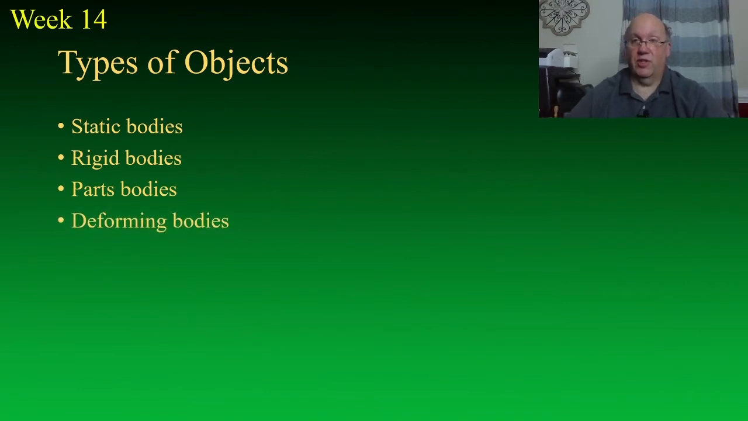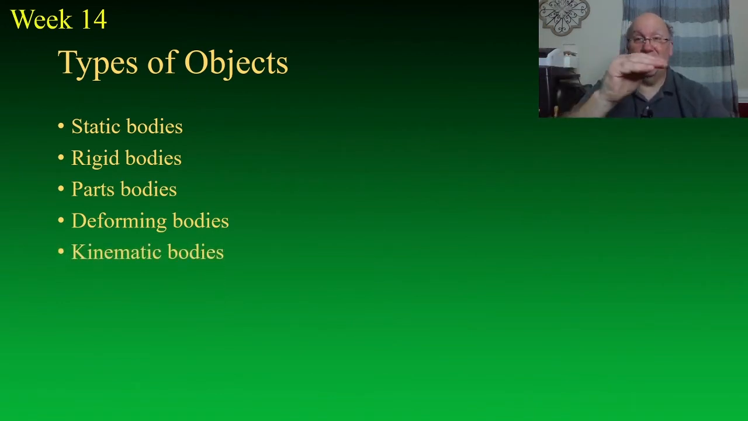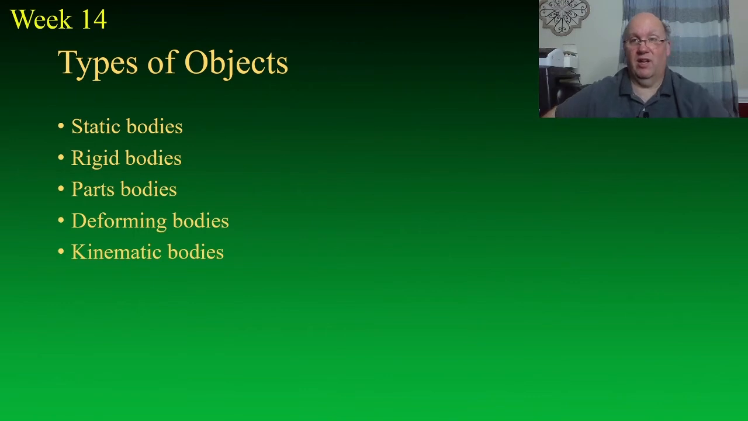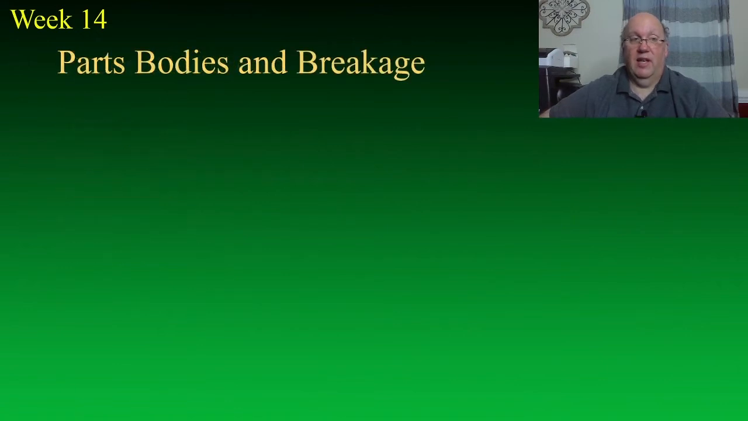Deforming bodies, we showed you that last time. They kind of wiggle and wobble. They can deform. And kinematic bodies are bodies that you can move. And so you move a kinematic body and it behaves like a rigid body. It can hit another rigid body, or it can hit a static body. And so that's what a kinematic body does. And so parts bodies, we're going to talk about that right now, and breakage.